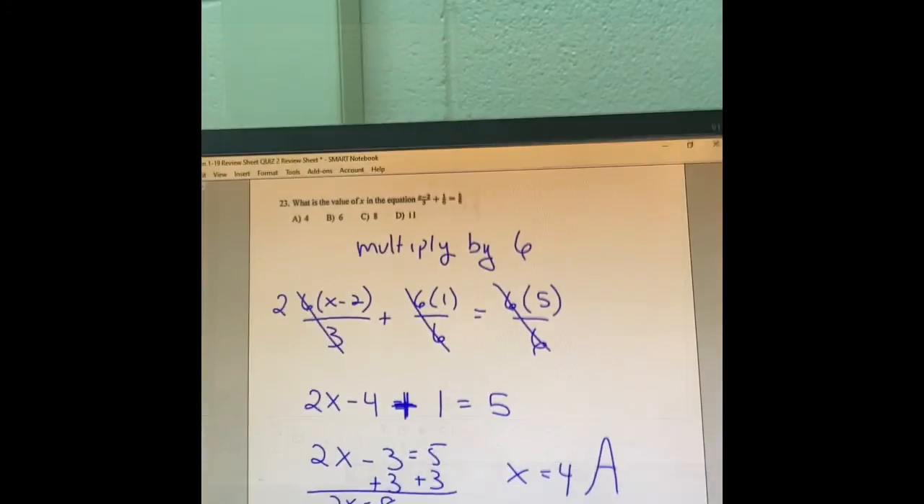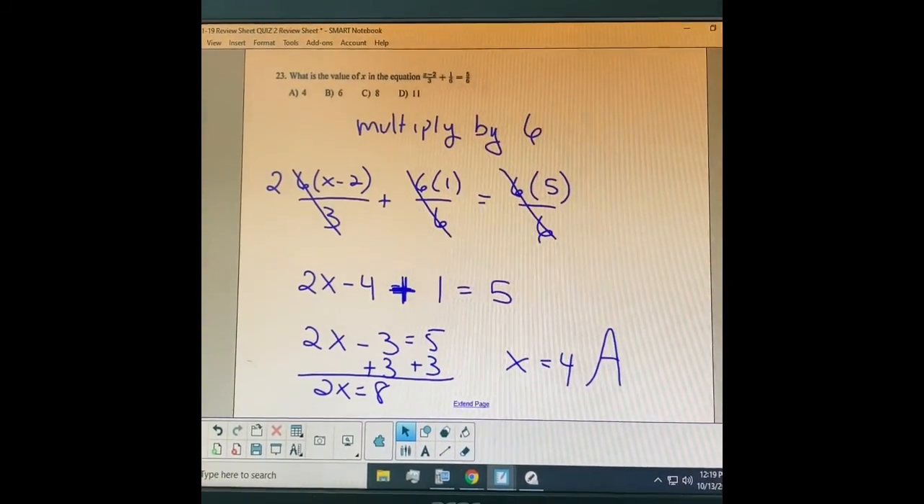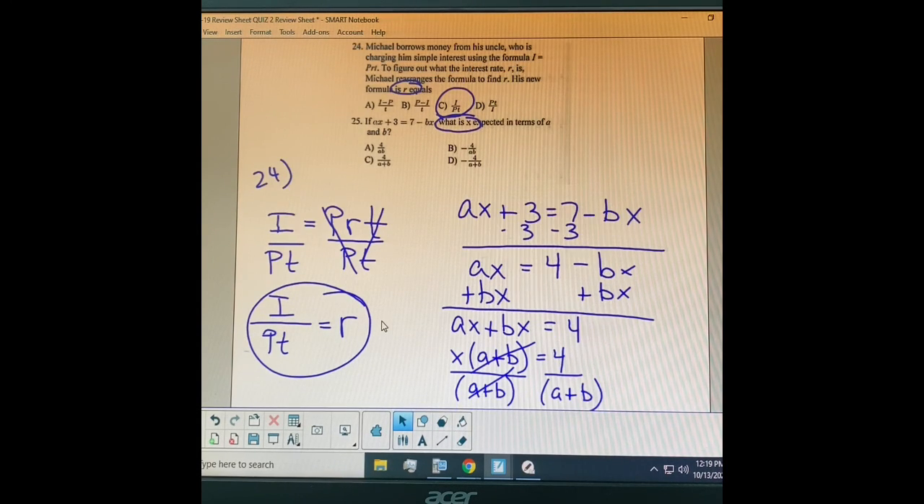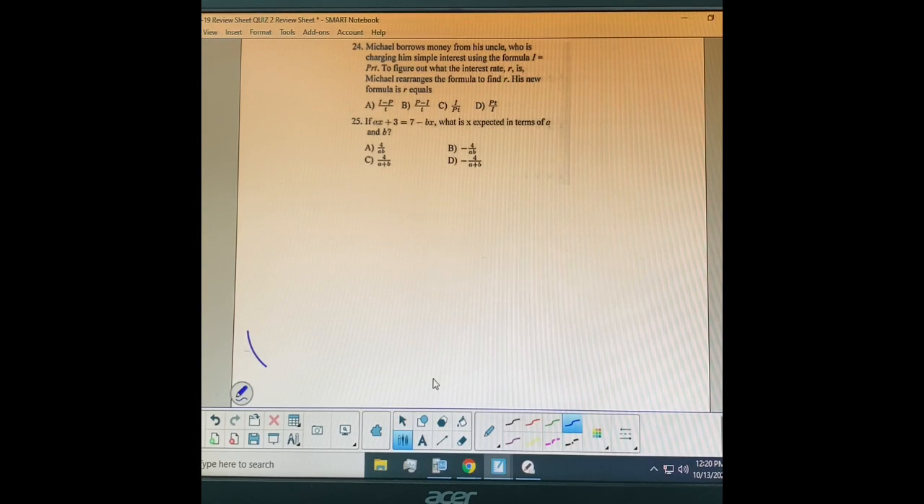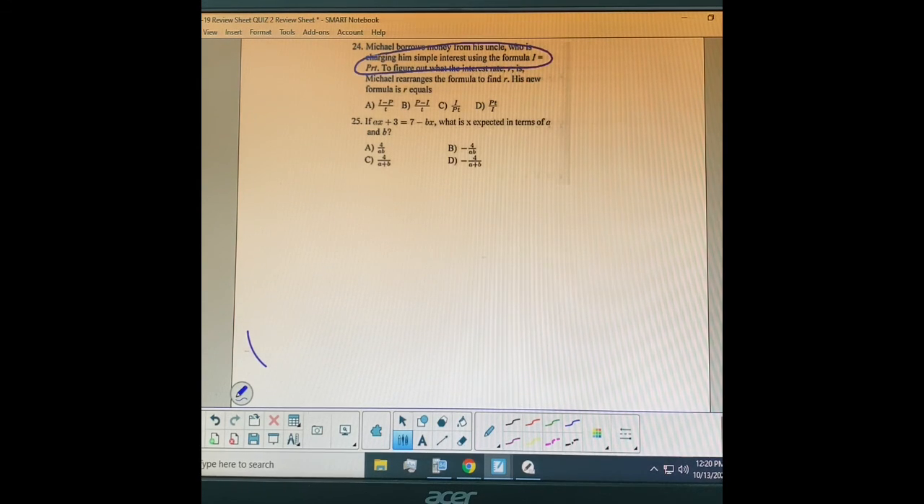These last two questions are a little bit challenging. This would be rearranging an equation to solve for one of the variables. You're going to isolate the letter r for 24, and you're going to isolate the letter x for 25. These are literal equations. If you plugged in numbers for I and p and t, would you then be able to solve for r? If you plugged in numbers for a and b, would you be able to solve for x? Try them and then check out the answers.